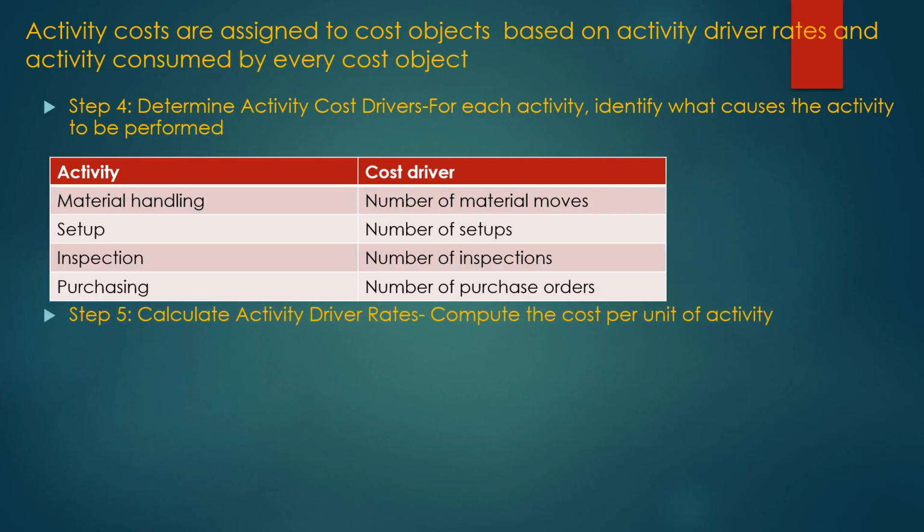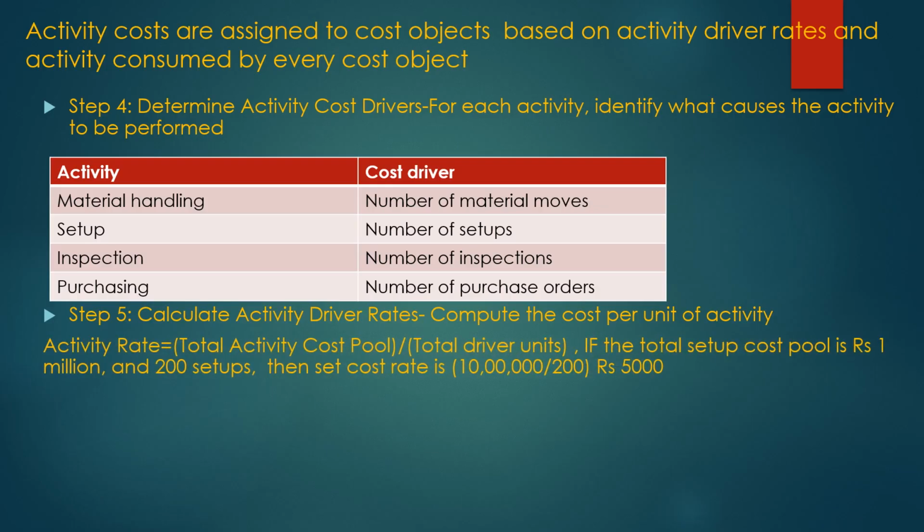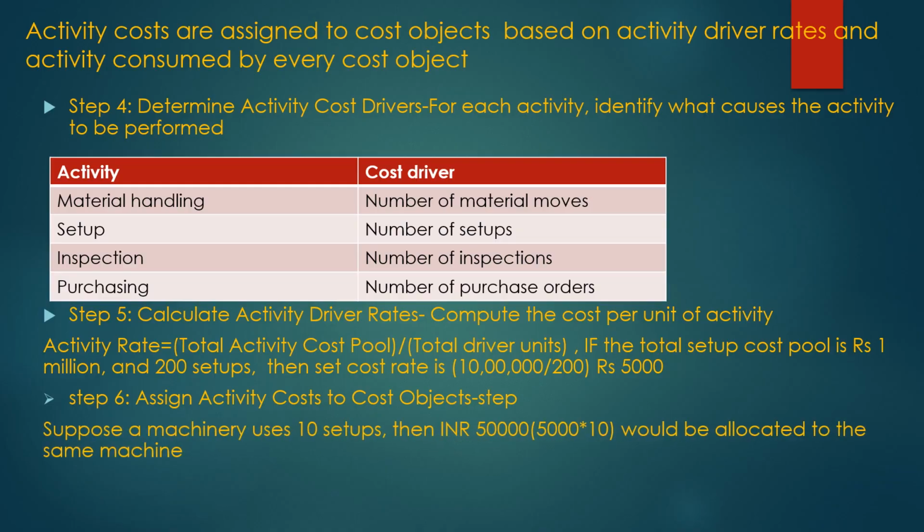Step 5. Calculate activity driver rates. Compute the cost per unit of activity. Activity rate equals total activity cost pool divided by total driver units. If the total setup cost pool is rupees 1 million and there are 200 setups, then the setup cost rate is 1 million divided by 200, equal to rupees 5,000. Step 6. Assign activity costs to cost object. Suppose a machinery uses 10 setups, then rupees 50,000 would be allocated to the same machine. That is 5,000 into 10.